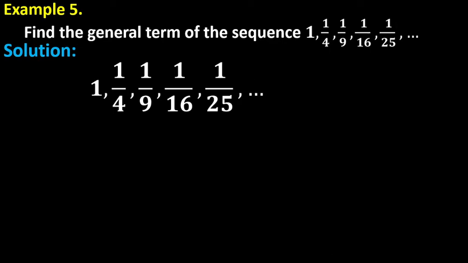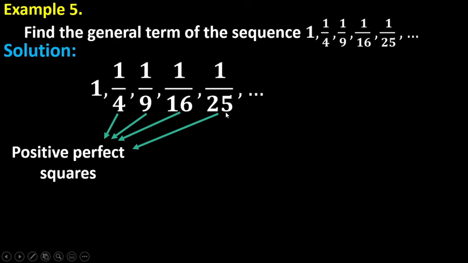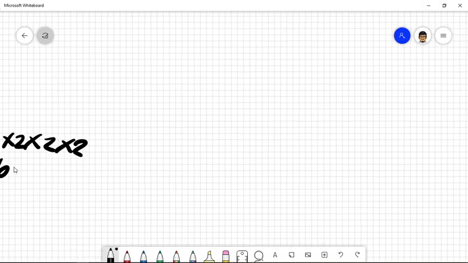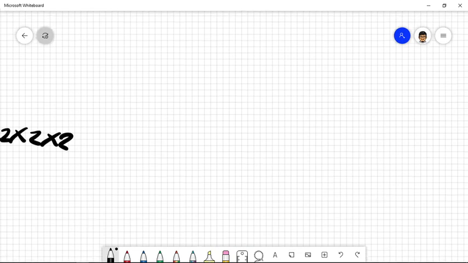Wala tayong makikitang pattern dun kasi lahat 1. Ang makikitang pattern natin saan? Sa denominator. Mag-start tayo sa 4. 4, 1. This is 1 over 1 eh. So, 1, 4, 9, 16, 25. Anong klaseng number si 4, 9, 16, at saka 25? They are what? Positive perfect squares. Tama. Paano ulit yung positive perfect squares?